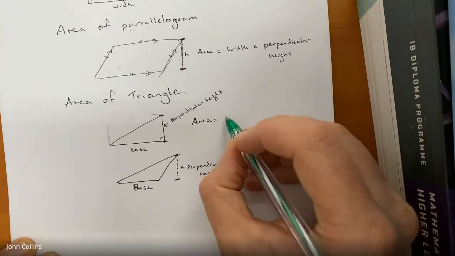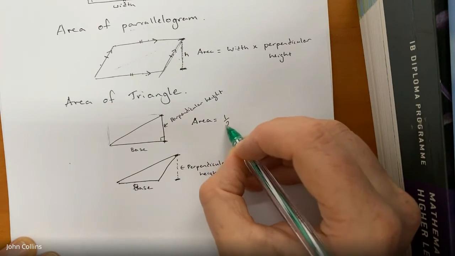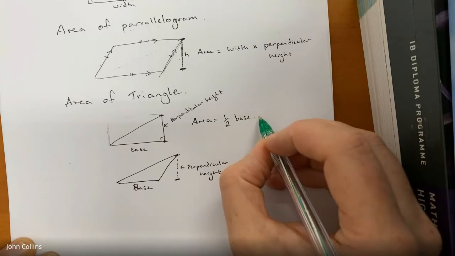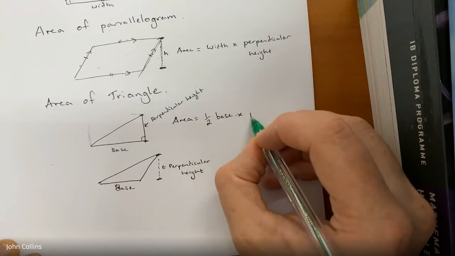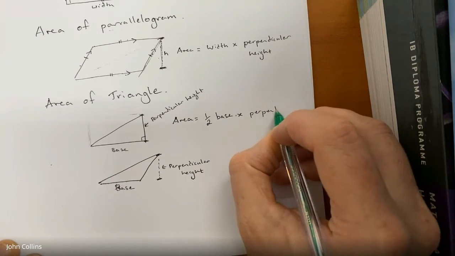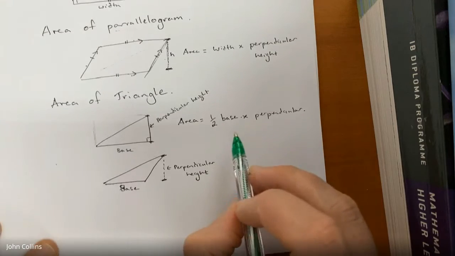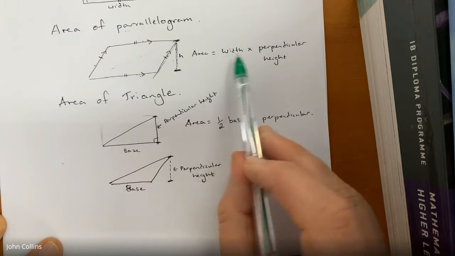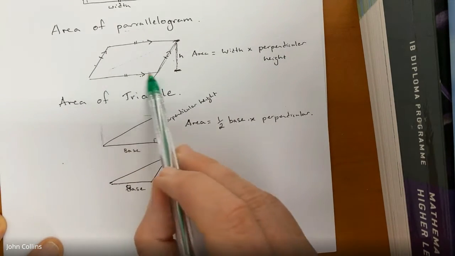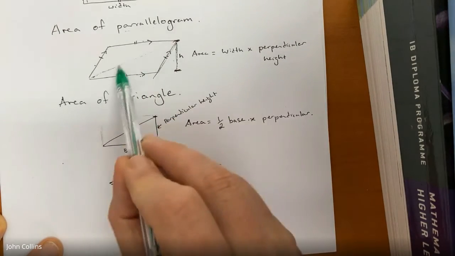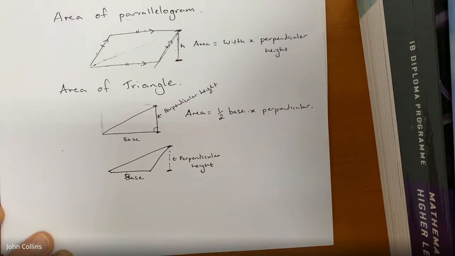So the area of a triangle would be half the base times the perpendicular height. And of course, the base is just going to be what would be the width of this parallelogram. It's just this line here. So it's the same, it's just half. And that makes sense because a triangle is half of a parallelogram or a rectangle.